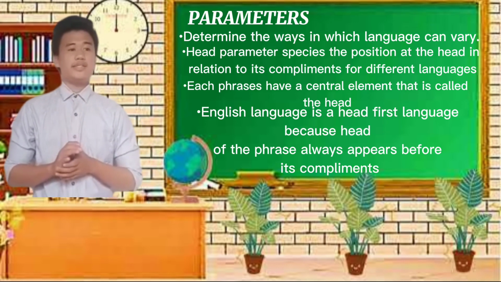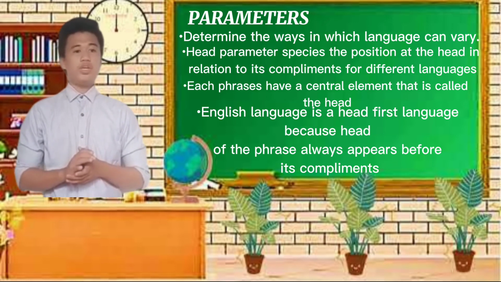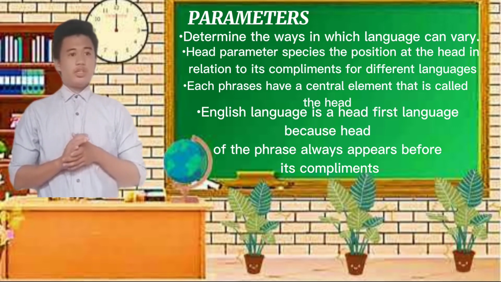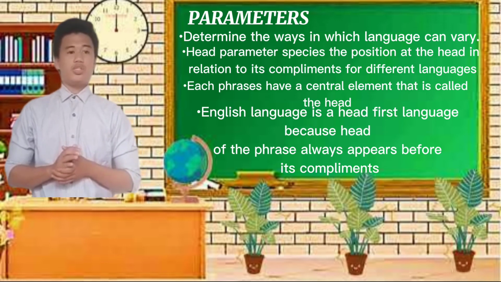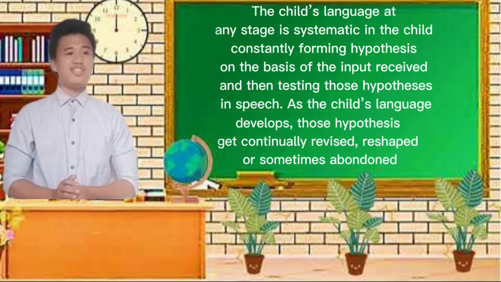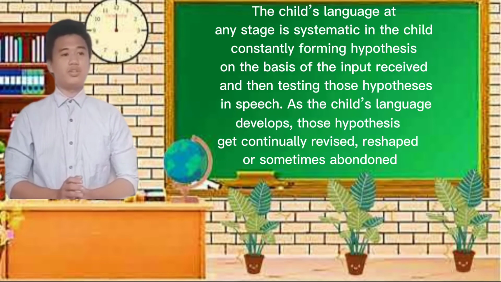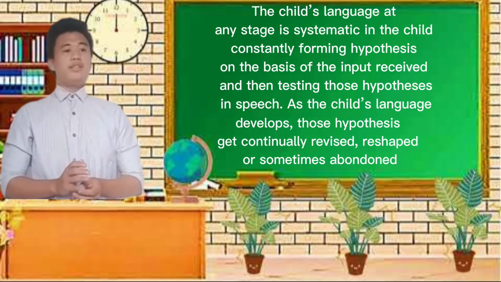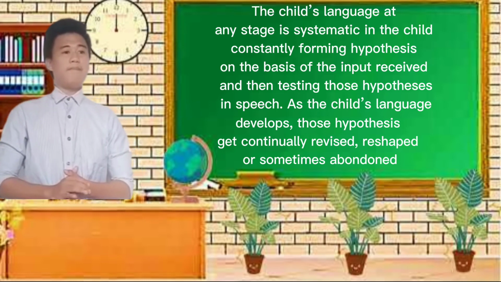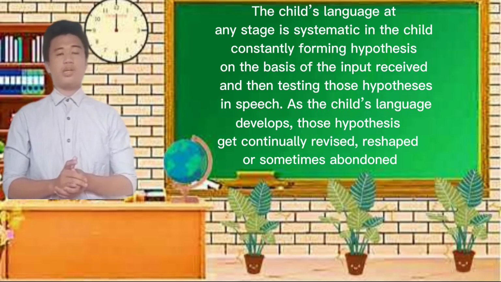plausible. It is gaining importance because of what decoding universal grammar can contribute to understanding the organic, biological nature of cognitive thought. The child's language at any stage is systematic, with the child constantly forming hypotheses on the basis of the input received and then testing those hypotheses in speech. As the child develops, those hypotheses get continually revised, reshaped, or sometimes abandoned.